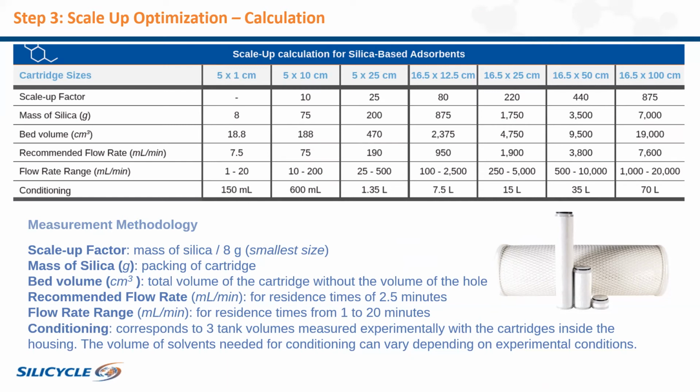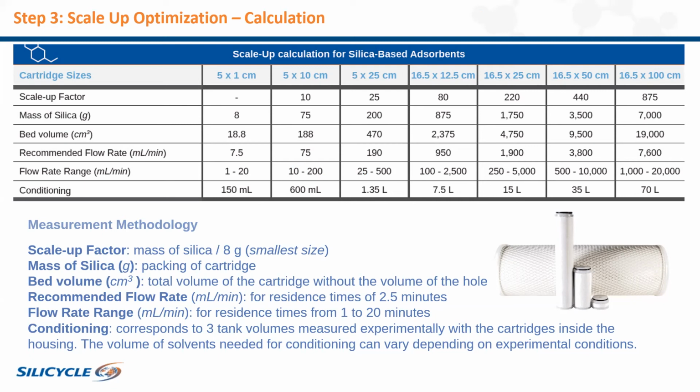So if you use a 5 by 1, the scale-up factor would be 10. When you use a 5 by 10, all the way up to 16.5 by 100, you can see that the scale factor is 875. So scale factor is really the mass of silica that is in your cartridge, and that's what determines how much silica you will use from your 1 centimeter all the way to your 100 centimeters. The bed volume is the total volume of your cartridge, and the calculation also takes into account the volume of the hole.